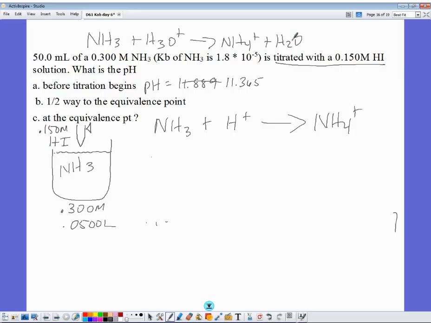Okay, now how many moles of NH3 do I have? Because when I see one of these single arrow guys, I've got to do some stoichiometry, which means I've got to have moles. Got to have moles. So what is 0.3 times 0.05?